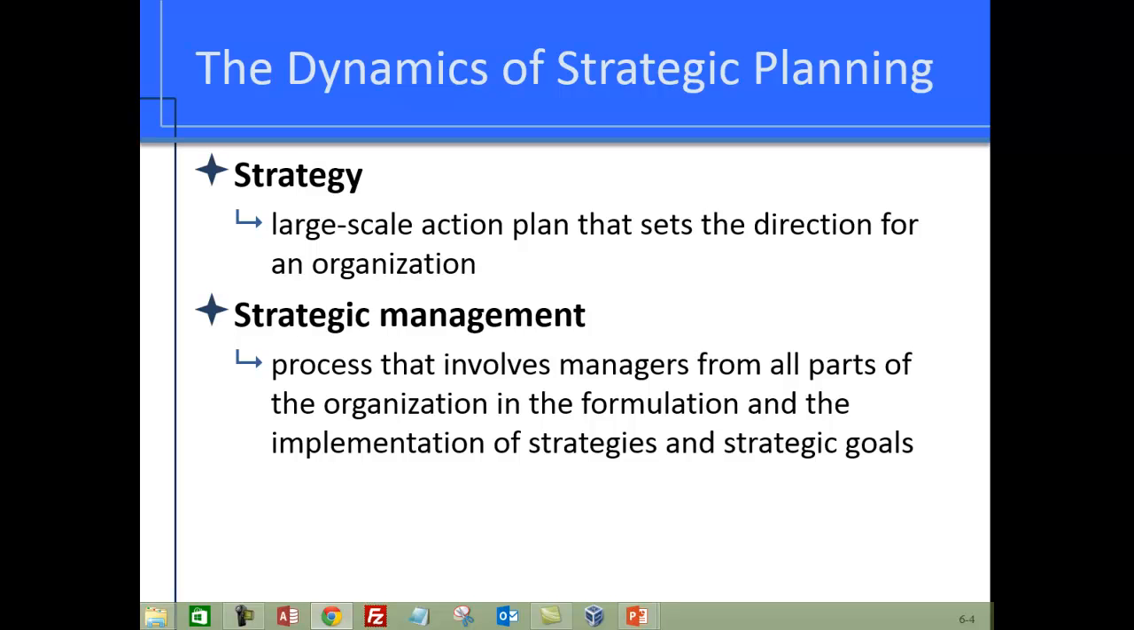Strategic planning determines not only the organization's long-term goals, but also the ways in which the organization should achieve those goals. So you can think of strategic planning as a process that determines where an organization is going over the next year or more, and how it's going to get there, and how it'll know if it got there or if it didn't.